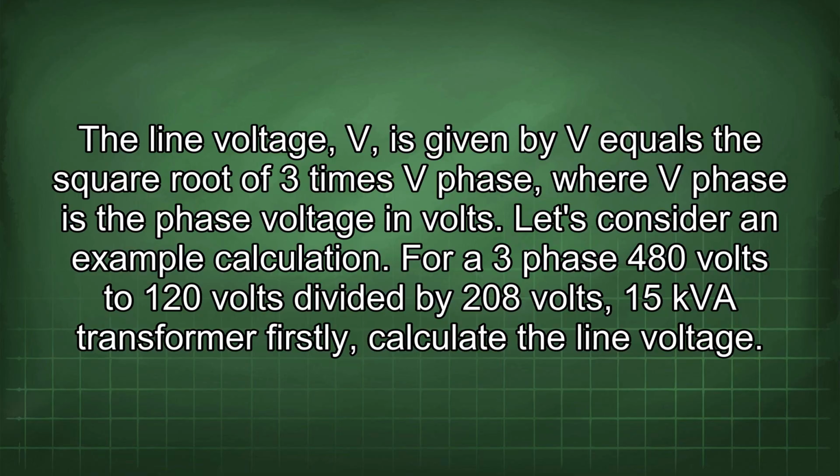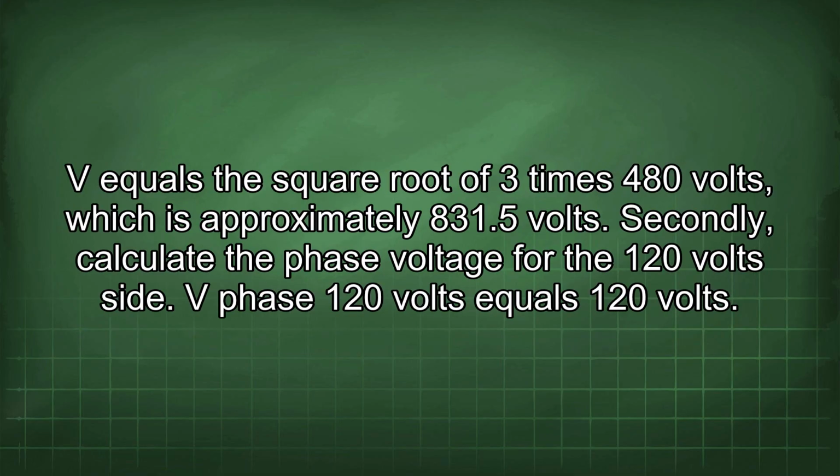Let's consider an example calculation. For a three-phase 480 volts to 120 volts divided by 208 volts, 15 kVA transformer, firstly calculate the line voltage. V equals the square root of 3 times 480 volts, which is approximately 831.5 volts. Secondly, calculate the phase voltage for the 120 volt side. V phase 120 volts equals 120 volts.